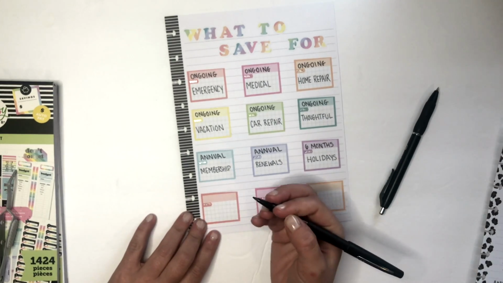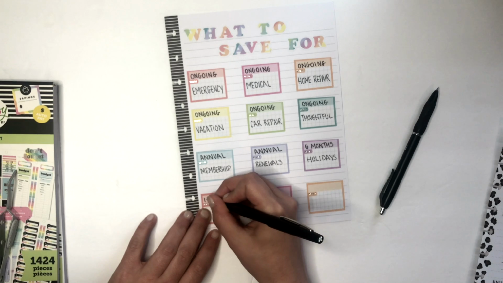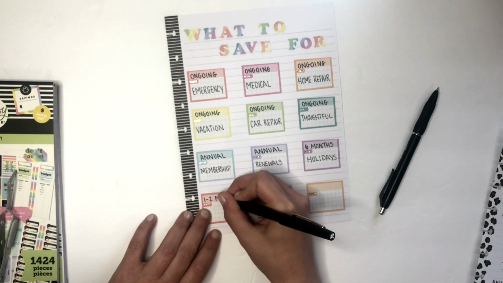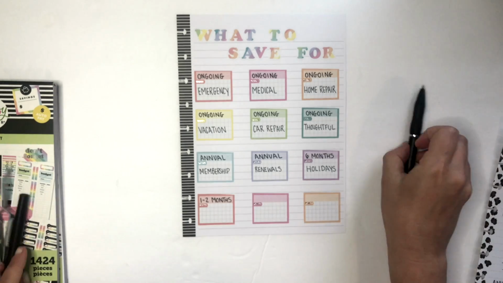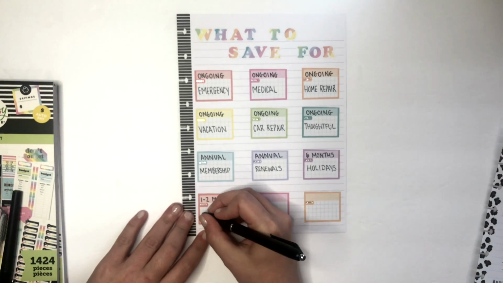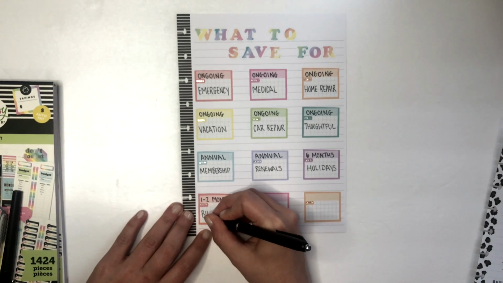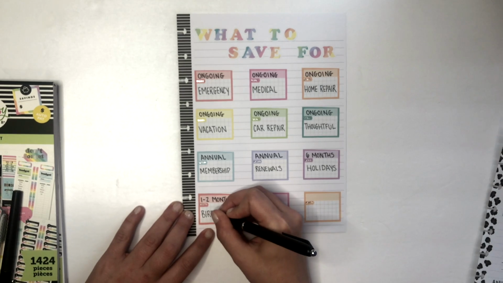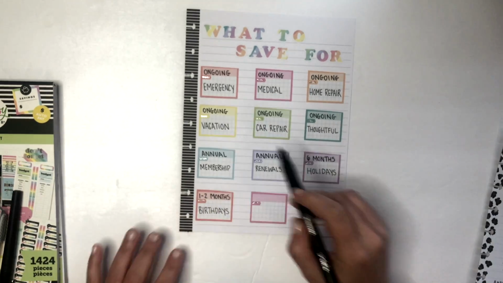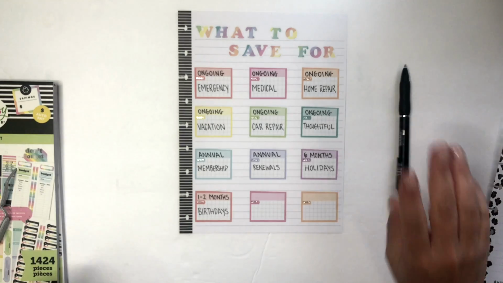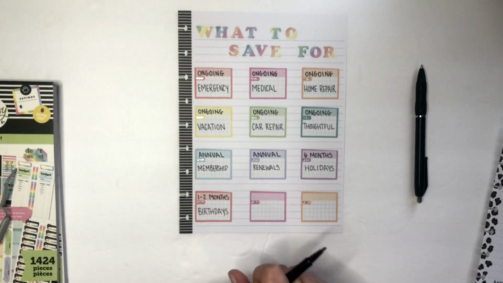Now we have birthdays. So I'm going to write 1 to 2 months. And this, I think, depends on how much money you're looking to save and how much room you have in your budget. So, like, my niece's birthday is next month. So in my July budget, I've accounted for that because I don't really need to spread it out over 2 months. And again, you can always do more time. This is just a recommendation based on my experience.